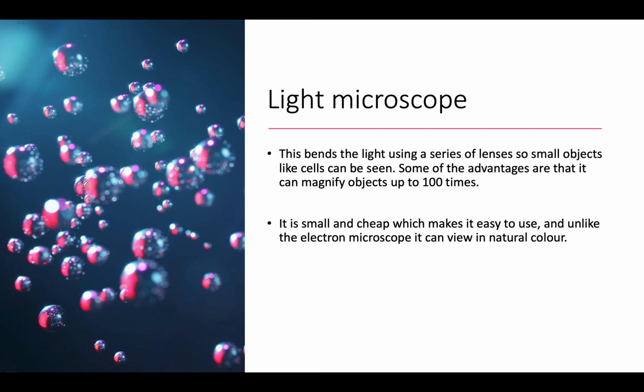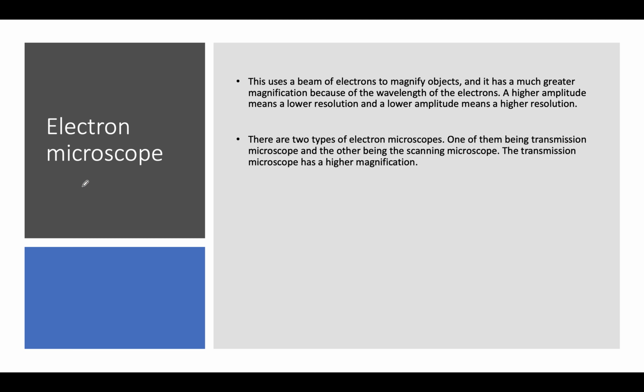So the light microscope bends the light using a series of lenses so small objects like cells can be seen. Some of the advantages are that it can magnify objects up to 100 times, so it gives you a fairly large magnification. Another advantage is it is small, you can carry it, and it is cheap and easy to use. And unlike the electron microscope, it can view in natural color. All that means is you can see in color with a light microscope. Like I said before, if you put a stain of iodine onto the tissue, you can see it with color, and that makes it easier for you to see.